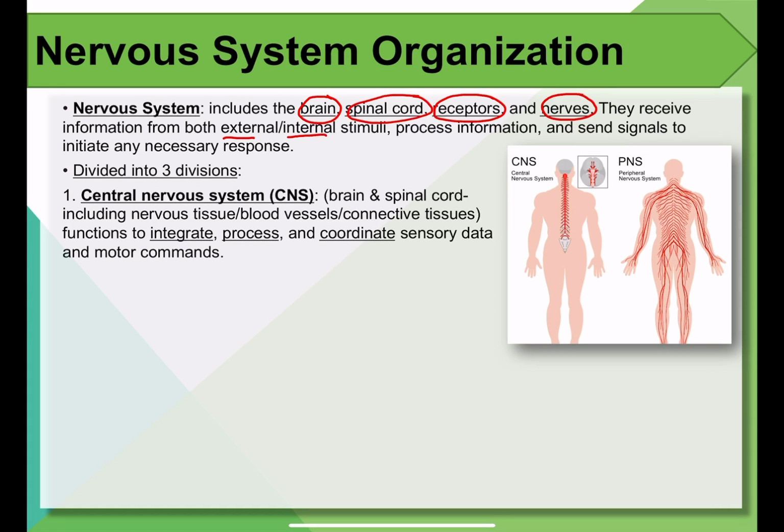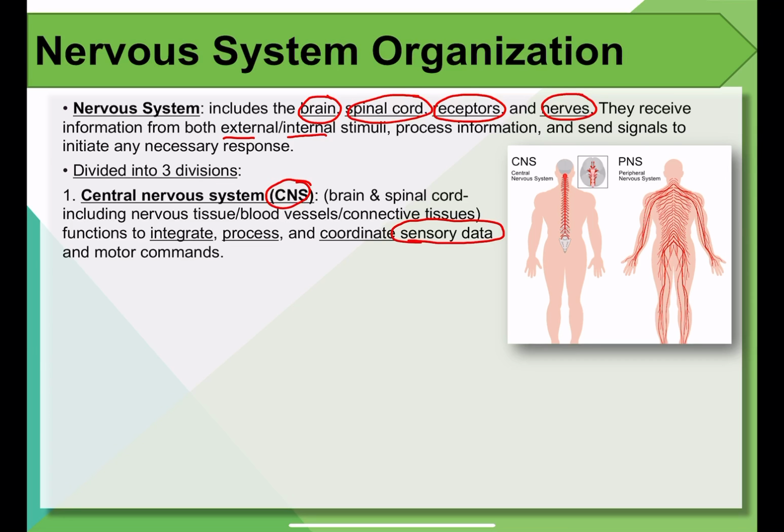Okay. So there are 3 main divisions in the nervous system. The central nervous system, abbreviated as CNS, includes just the brain and the spinal cord and all the nervous tissue, blood vessels, and connective tissue that are related to the brain and spinal cord. But the CNS mainly functions to integrate, process, and coordinate any sensory data and send out motor commands. This is the main brain of our nervous system, sort of the center. That's why it's called the central nervous system.